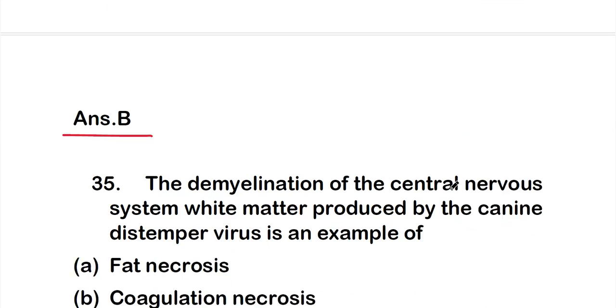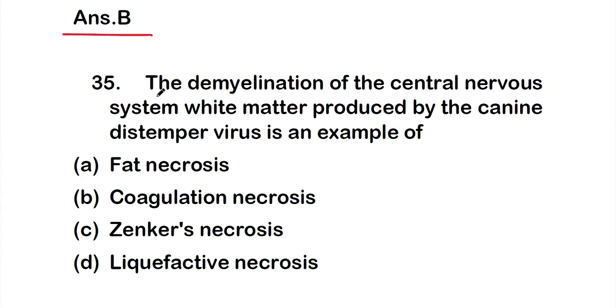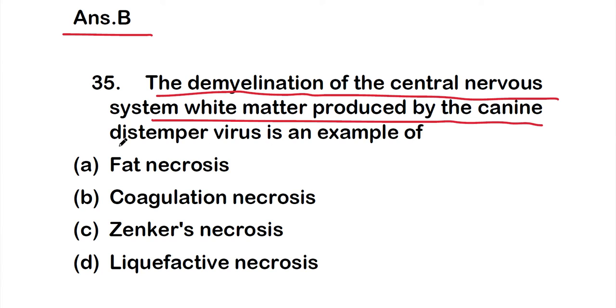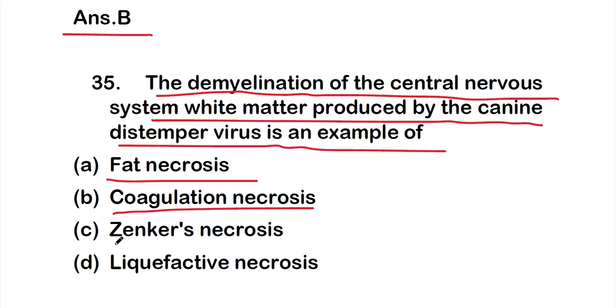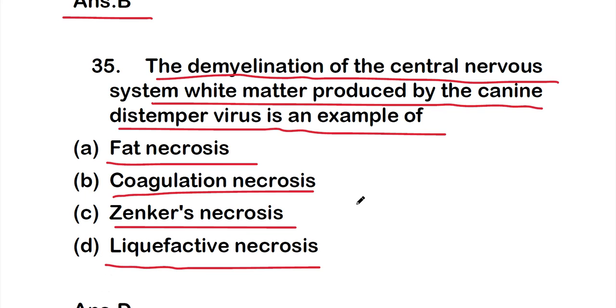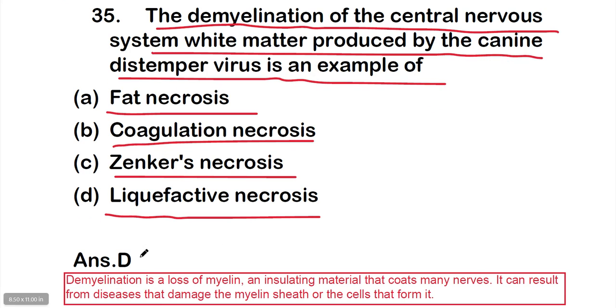Okay, so let's move on to question number 35. The demyelination of the central nervous system white matter produced by the canine distemper virus is an example of option A fat necrosis, option B coagulation necrosis, option C Zenker's necrosis, or option D liquefactive necrosis. The right answer is option D, that is liquefactive necrosis.